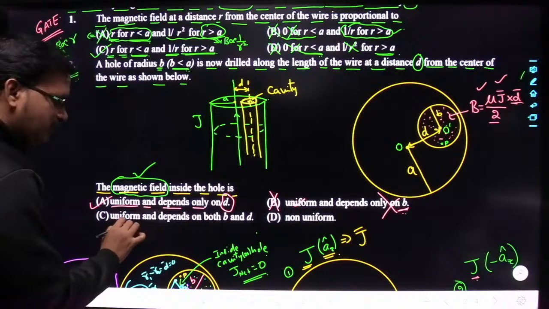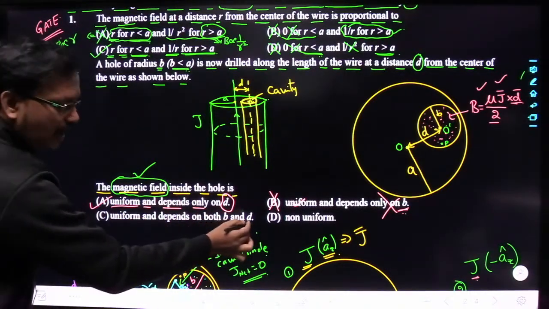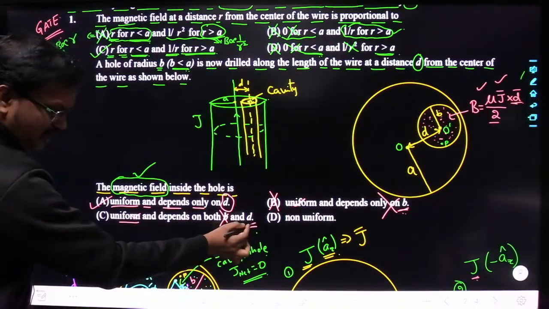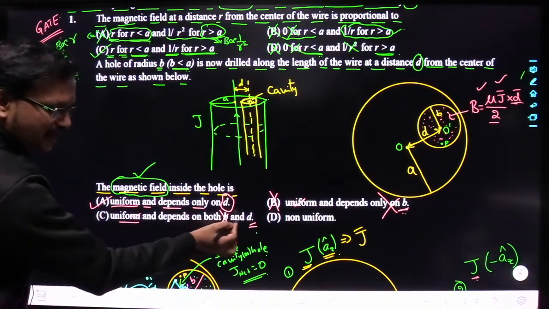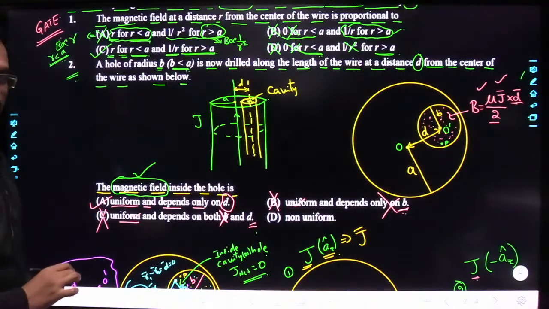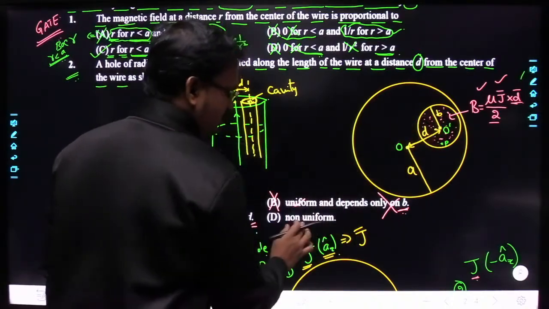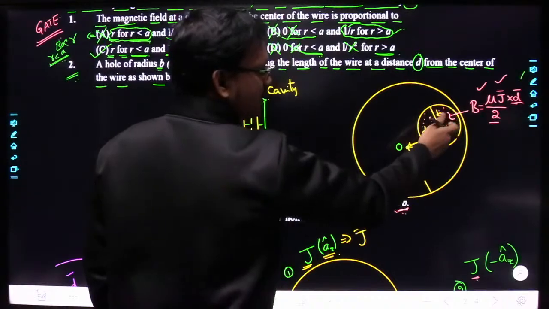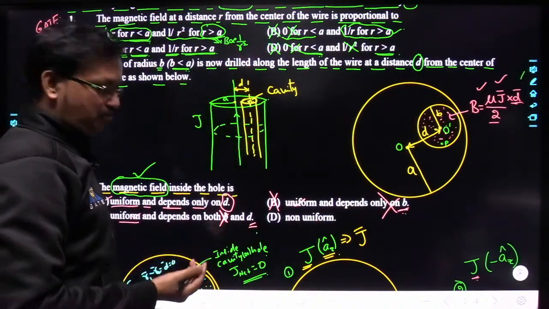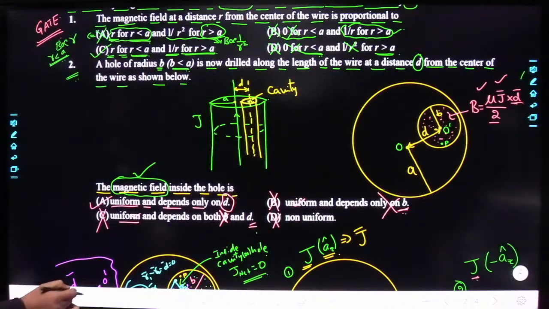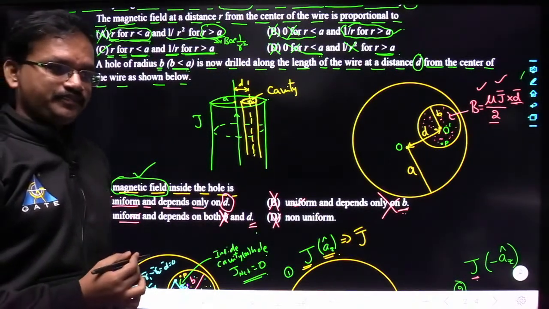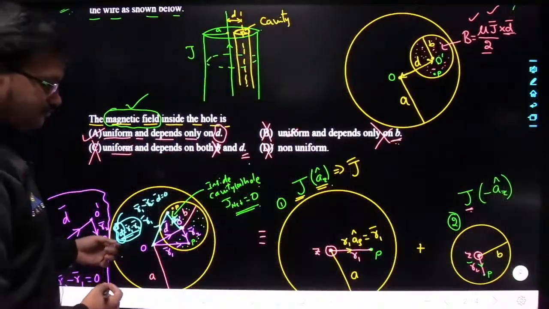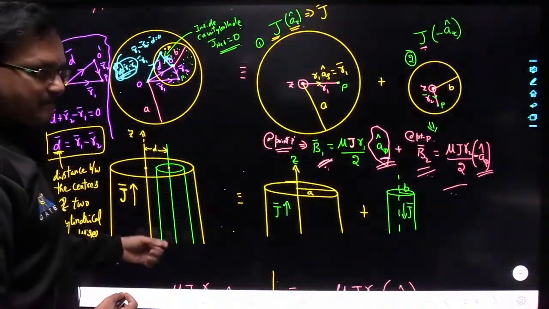Here they have given uniform and depends on both B and D. It depends only on D, but it doesn't depend upon B. Uniform is correct, depends only on D is also correct, but they have given another one, that it depends on both B and D. It doesn't depend upon B, and hence option C is also wrong. In option D they have given that the magnetic field inside the cavity is non-uniform, that means it varies from one point to another. But we have seen that it does not vary from one point to another inside the cavity. So it is uniform, not non-uniform, and hence option D is also wrong. So what is the correct option here? Option A is correct. I hope this problem is crystal clear here.